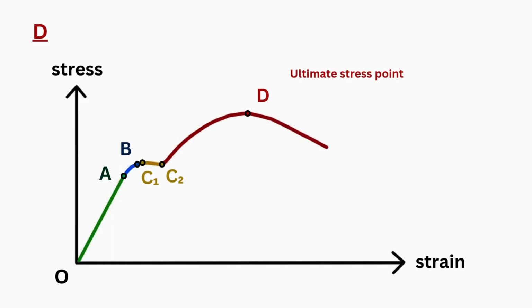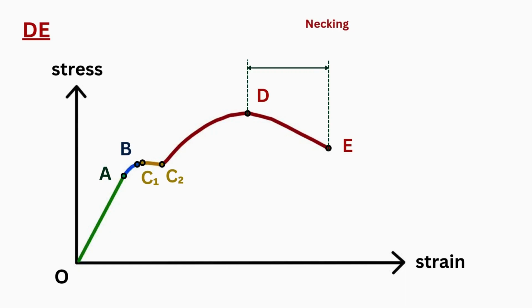The ultimate stress point is the point on a stress-strain curve where a material reaches its maximum stress before it starts to neck or weaken. After the ultimate stress point, the material cannot uniformly stretch anymore. Necking is the stage where a localized reduction in the cross-sectional area of a material occurs. Most of the deformation then concentrates in this narrow region, not along the whole specimen. Finally, the material breaks at point E.